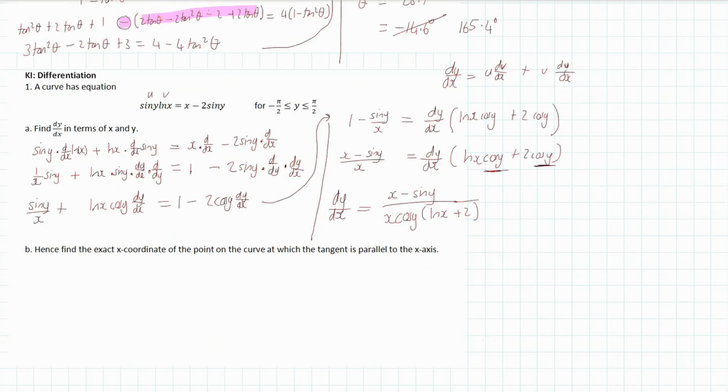Oh, hence, the old hence, eh? Hence, find the exact x-coordinate of the point on the curve at which the tangent is parallel to the x-axis. Now, if we are parallel to the x-axis, what does that mean?